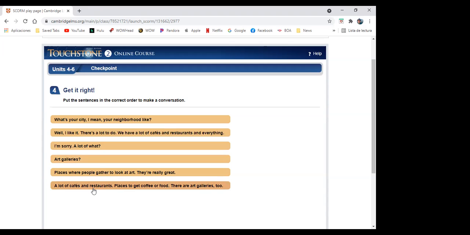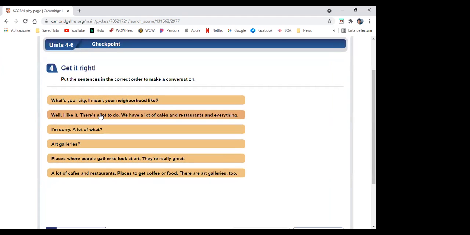What is the second one? Well, like it. There's a lot to do. We have a lot of cafes and restaurants in the evening. Do you think it's this one? Well, I like it, or a lot of cafes and restaurants. Remember in the first one, your neighborhood like. We are not using like as a verb. We are asking for a description. So is it the second one, or this one? The second one.